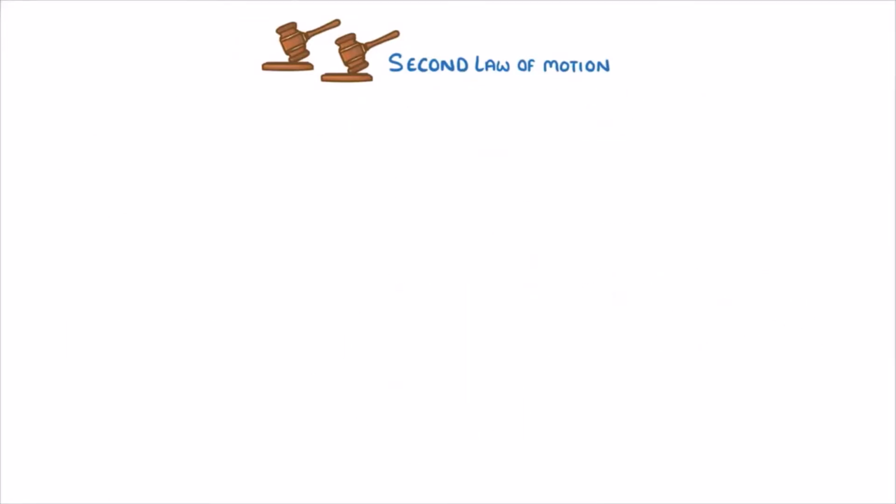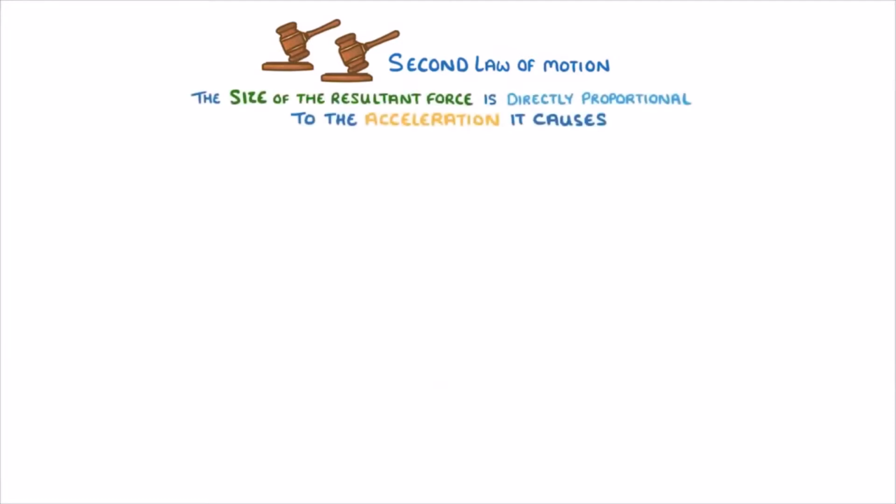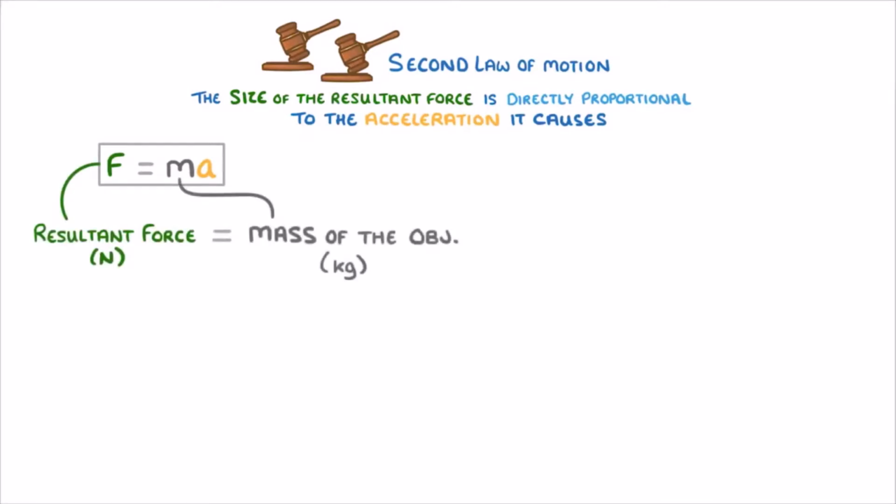The other part of Newton's second law is that the size of the resultant force is directly proportional to the acceleration that it causes. For example, if you made the resultant force twice as big, then the acceleration that it causes would also be twice as big. We can see this in the equation F equals ma, which says that the resultant force is equal to the mass of the object multiplied by the acceleration that it causes.